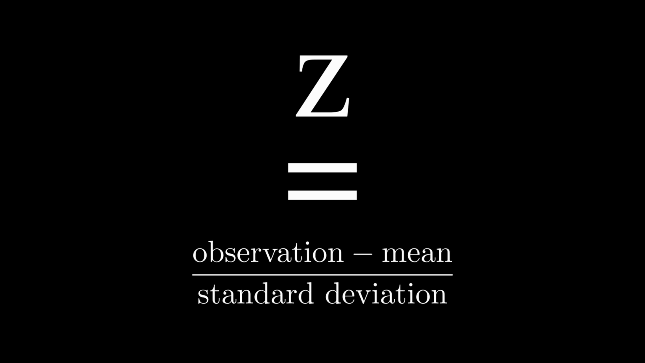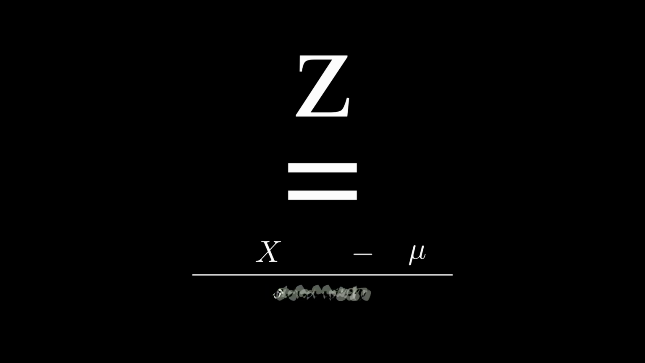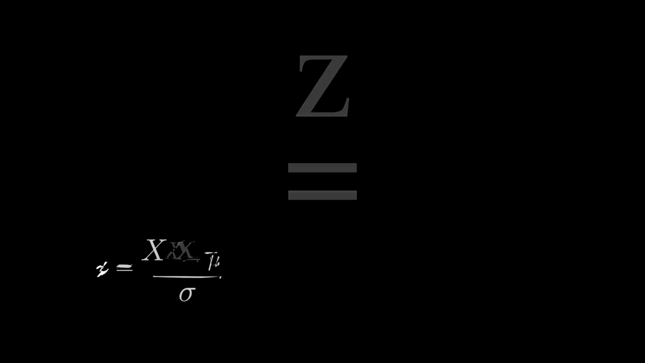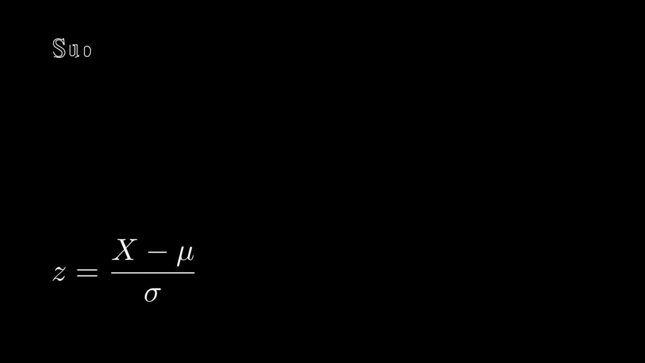We take the observation minus the mean divided by the standard deviation. The observation we call x. The mean we call the Greek letter mu, and the standard deviation we call sigma. This is the formula for a z-score.